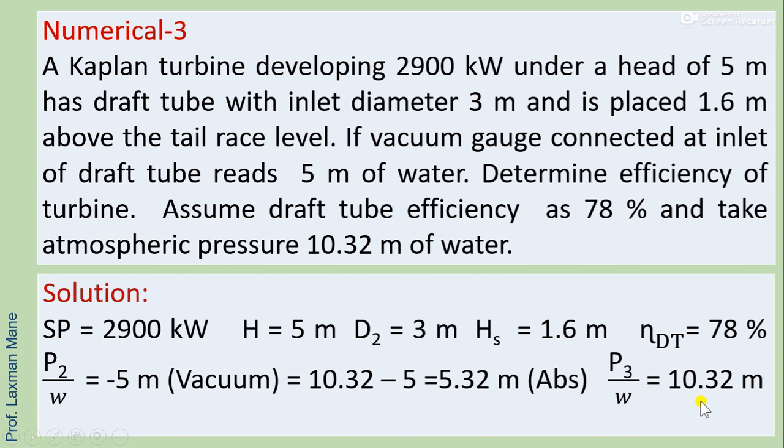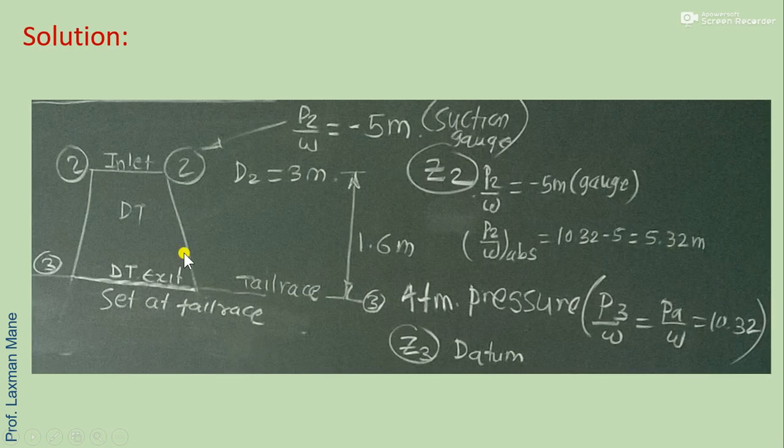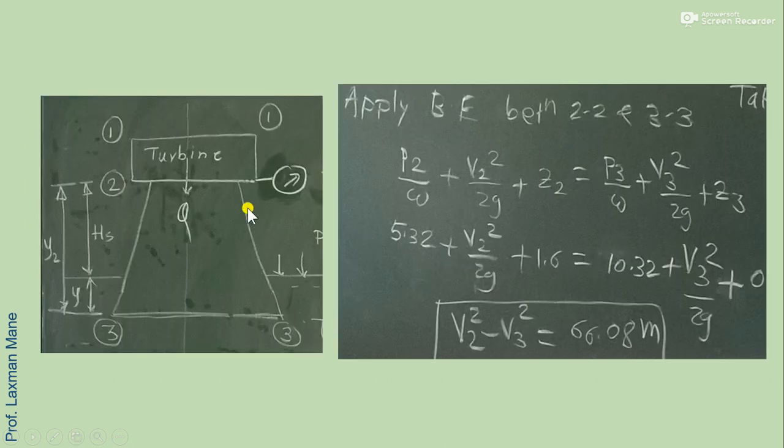Pressure head at point 3 means atmospheric pressure. Now in the diagram, this is section 2-2, section 3-3, and this 1.6 is the height above the water level. This is the suction gauge reading that we have already converted into absolute value. So applying Bernoulli's equation between 2-2 and 3-3, the total energy at point 2 is equal to the total energy at point 3. We are considering friction losses 0.